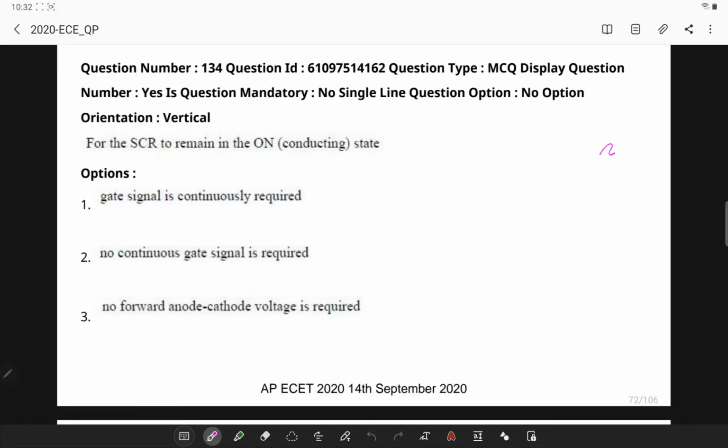Friends, let's solve questions related to industrial electronics in the AP ESET 2020 question paper. So let's go to the first question.